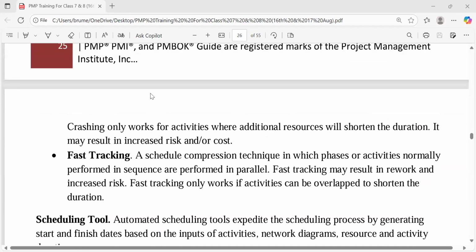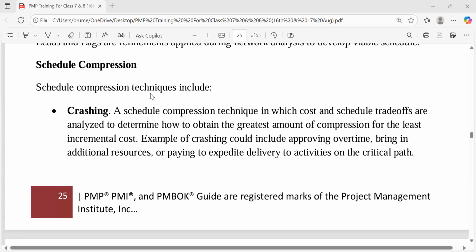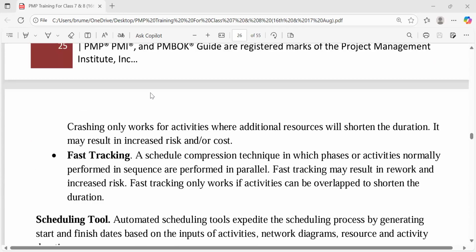These are the things that I really want us to learn. So let's see. Fast tracking: a schedule compression technique in which phases or activities normally performed in sequence are performed in parallel. Fast tracking may result in rework. Oh, that's a big risk. Result in rework, which means if you did not do it well, you will do it again.